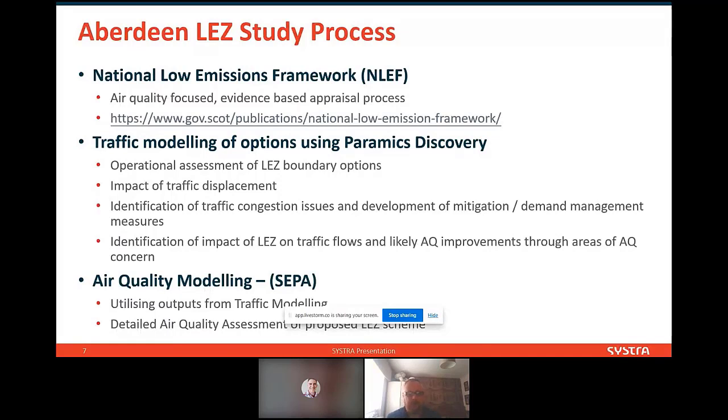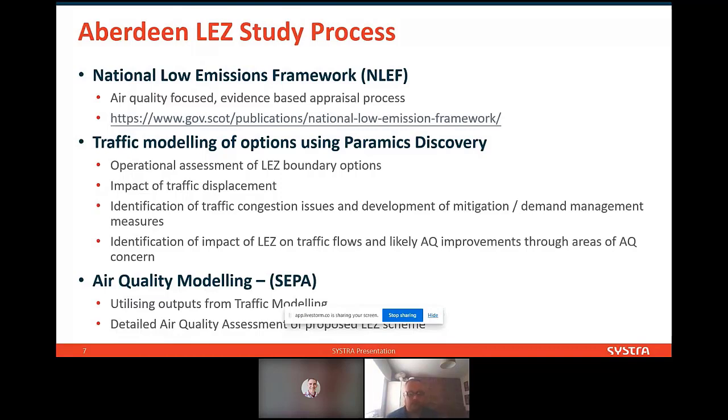What we're also able to do is identify the impact of the low emission zone on specific areas of interest, likely air quality improvements where there's an air quality concern area. And I'll come on to this in a later slide. Where there are areas of high emissions, we can look at the traffic model and see, when we implement the low emission zone, do the flows go up, do the flows go down, what happens at those locations.